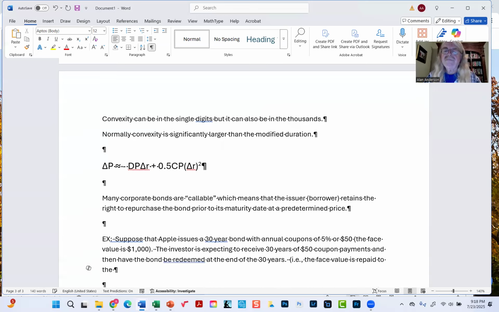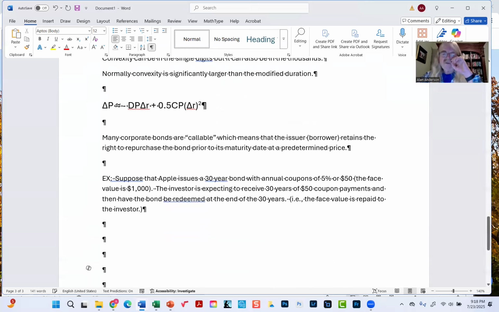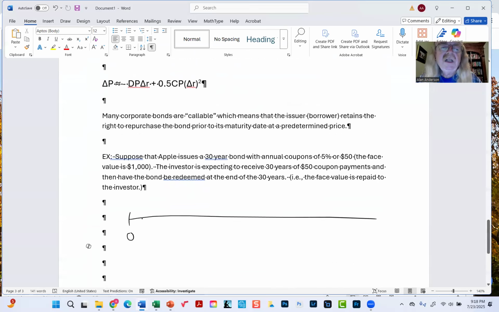to the investor. So, in other words, if you drew a timeline for this, here's today, year zero, and you pay $1,000. Next, at year one, you expect to get a $50 coupon payment, and then another one, and then another one, all the way out.